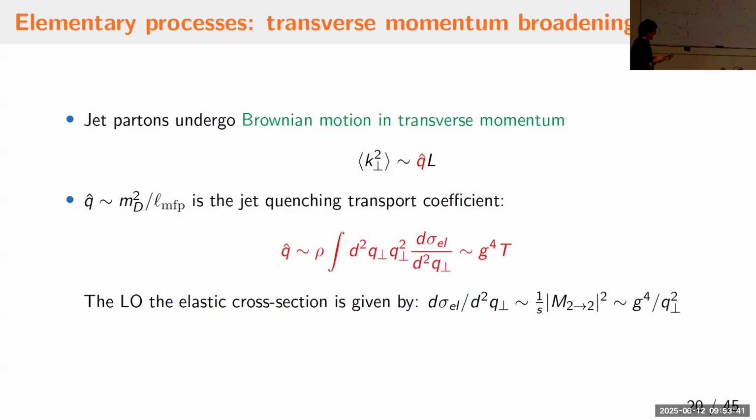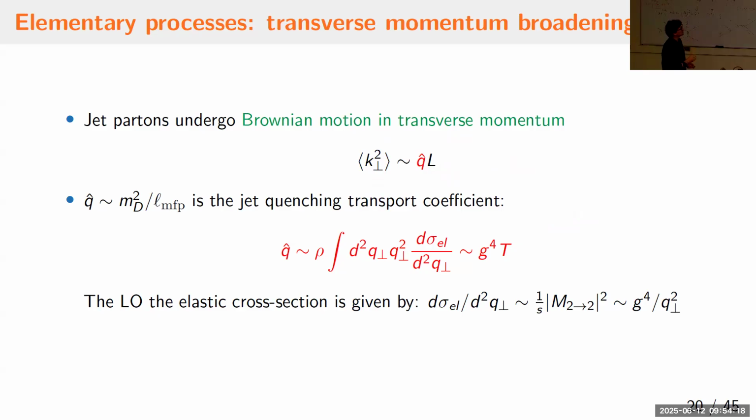This is Brownian motion. And as we know, the mean squared displacement here in momentum space is linear with system size or with time. So k_T squared grows linearly with system size, and the proportionality factor is this transport coefficient I mentioned before, q hat. It's a crucial parameter in the theory of jet quenching. It's really the fundamental quantity that encodes properties of the plasma. By extracting this q hat from the data, we can infer properties of the quark-gluon plasma.